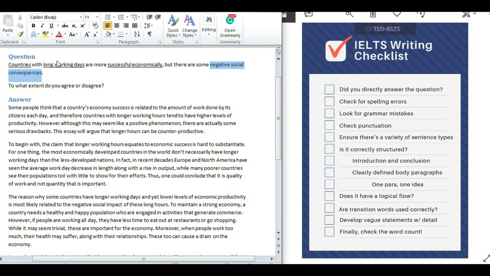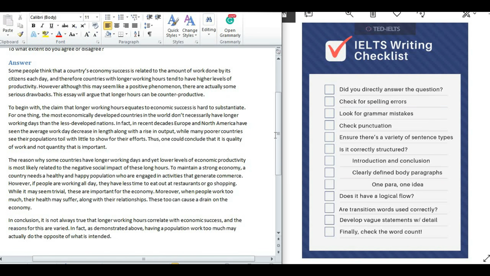We're also thinking here about negative social consequences. So what negative things are happening in society related to this issue? So when it says, to what extent do you agree or disagree? Well, we kind of have two parts to this question. So the countries that work longer hours are more successful, but part two, that there are some downsides to this, the negative consequences. So our agree or disagree is going to be taking into consideration both parts of this question. So did we directly answer the question?